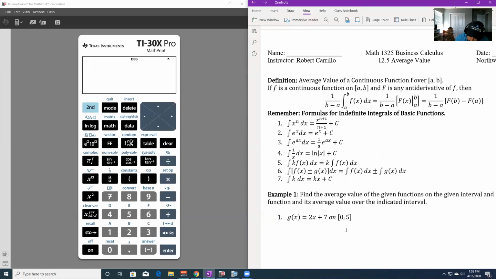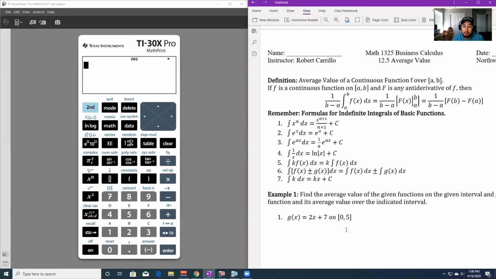So this is our new formula. The integral of e to the ax dx is equal to 1 over a times e to the ax plus c. That's the only new integral formula. That's it. Everything else is the same. Okay, so let's get started.